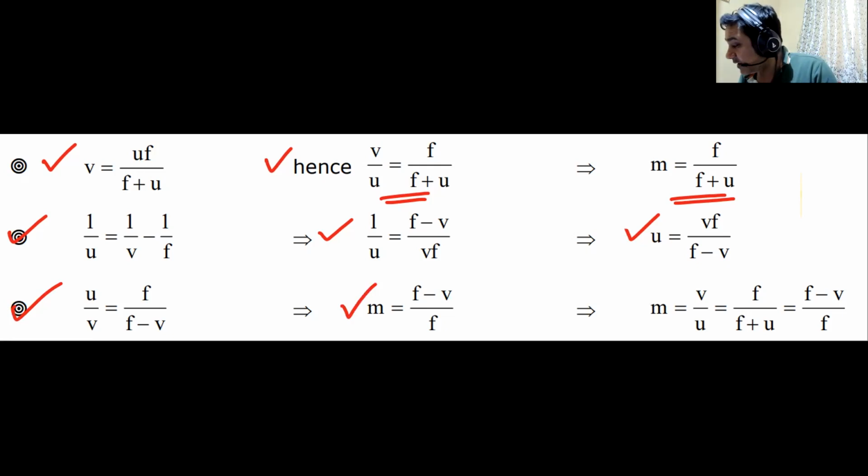Again, U by V can be written as F upon F minus V. So magnification becomes F minus V upon V. So these are the different ways in which you can write magnification. Remember, these are not different formulae. The only formula that you must remember is 1 by V minus 1 by U is 1 by F, and magnification is V by U. All the other formulas are derived from each other. The more the number of cases that you can remember, the better it would be for you. The faster you would be able to find out the answer in case of a question that comes in the examination hall. I'll give you 2 minutes to note down.